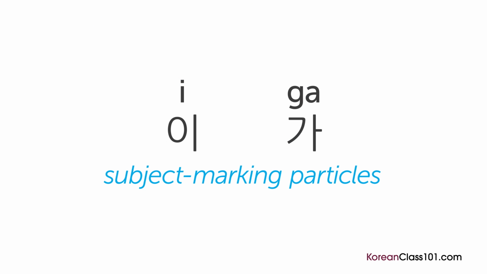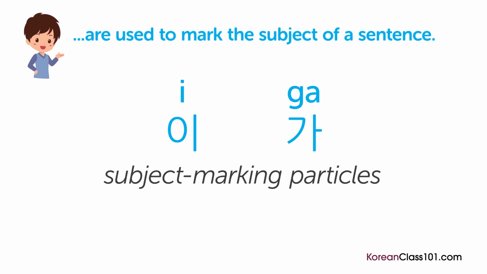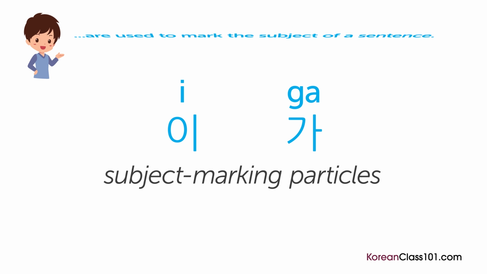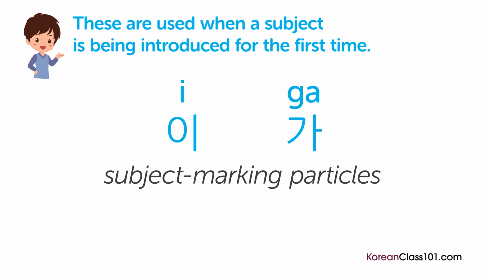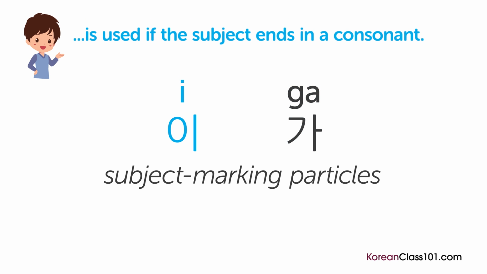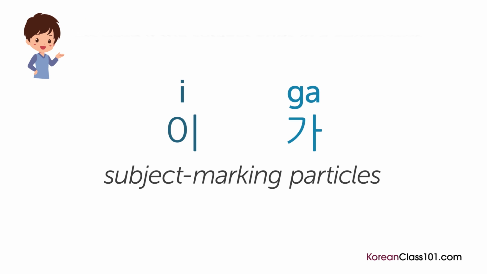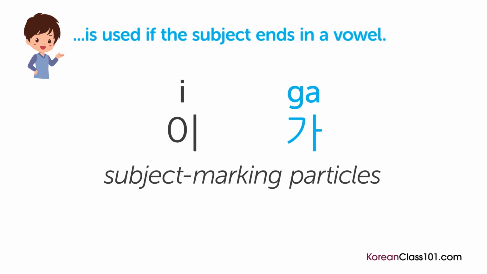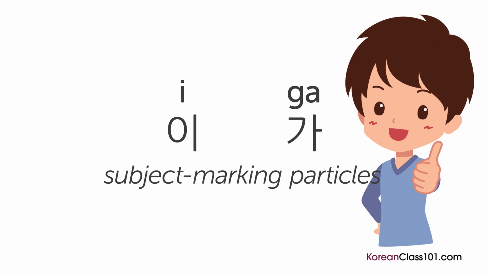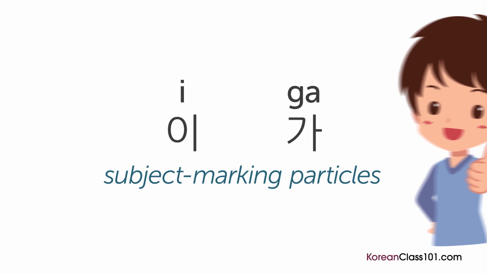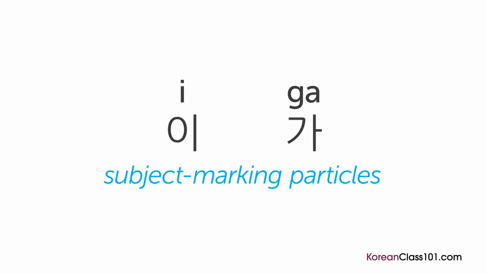The question for this lesson is, how do I use 이 and 가? The subject marking particles 이 and 가 are used to mark the subject of a sentence. These are used when the subject is being introduced for the first time. 이 is used if the subject ends in a consonant, and 가 is used if the subject ends in a vowel. Let's do some examples so you can learn how to use the subject marking particles correctly.